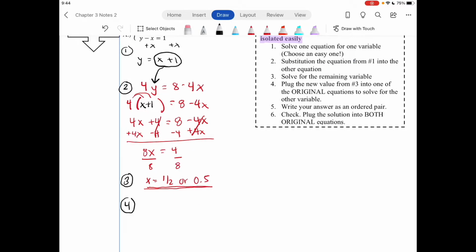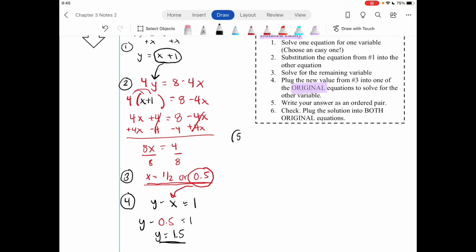Step number 4 tells us that we need to plug our solution from step 3 into one of the original equations to solve for our other variable. Let's choose the second equation, which was y minus x equals 1. Now we'll replace x with what number we know it is, and y minus 0.5 will equal 1. We can solve for y by adding 0.5 to the other side, and y will equal 1.5.